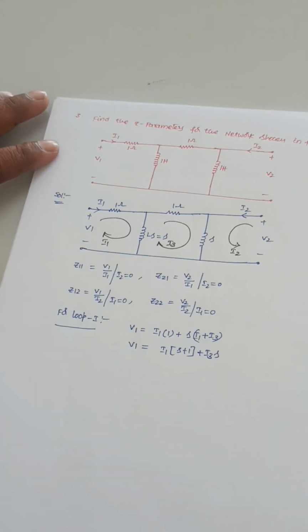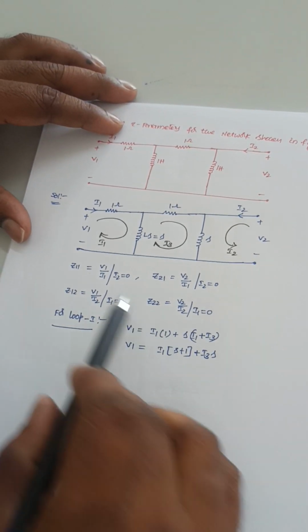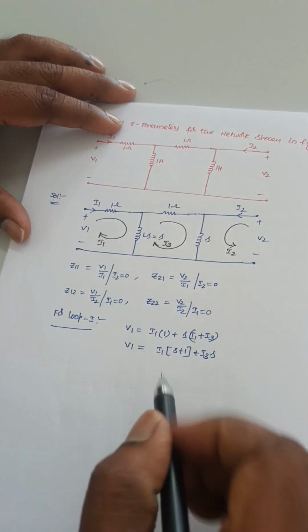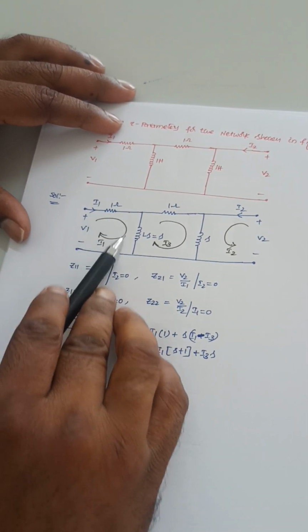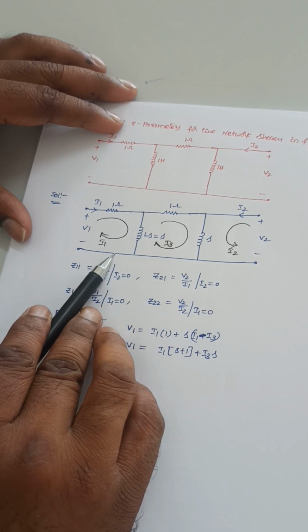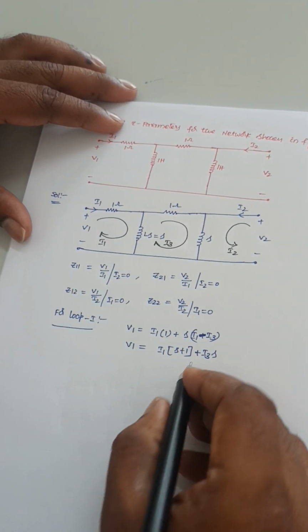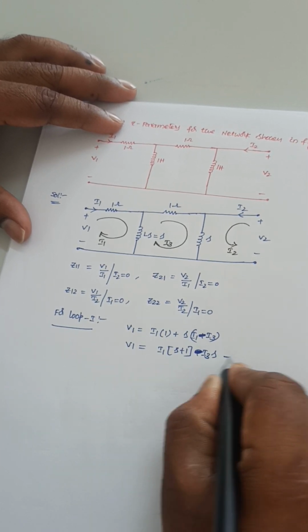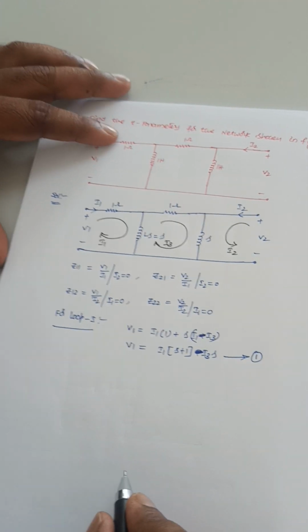Here I made a mistake. Actually the directions of these two currents are opposite. So it should be minus here. So I1 into 1, it is I1 minus I3. So it is I1 minus I3 into S here. So it is minus I3 into S. So it is equation number 1. Let us represent it as equation number 1.